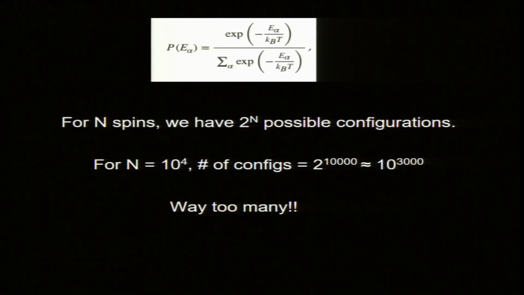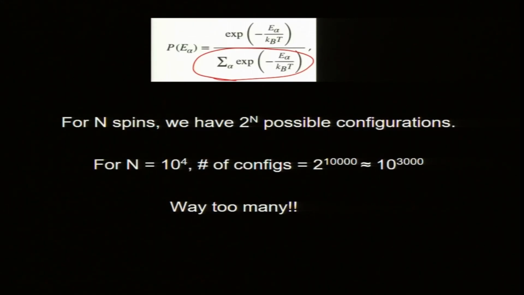2 to the power n configurations. In the partition function, I need to sum over all of them. Now, for n equal to 10 to the power 4, that is 10,000 particles, which is not too much. So the number of configurations will be 2 to the power 10,000, which is about 10 to the power 3000.